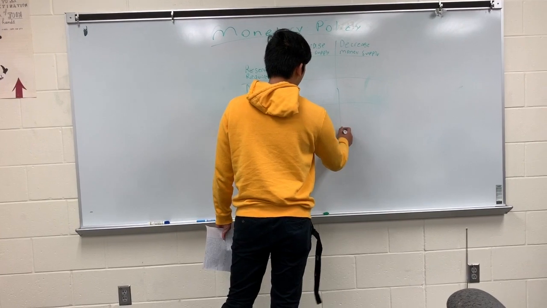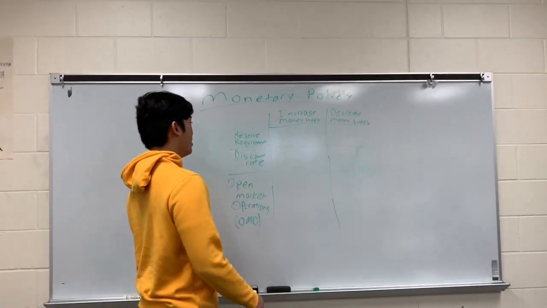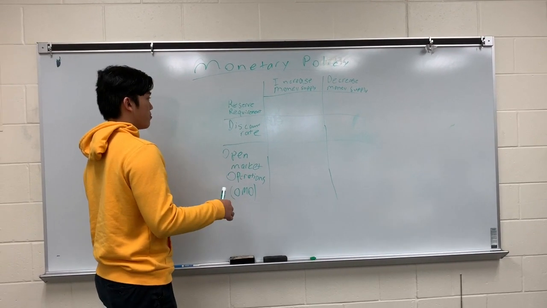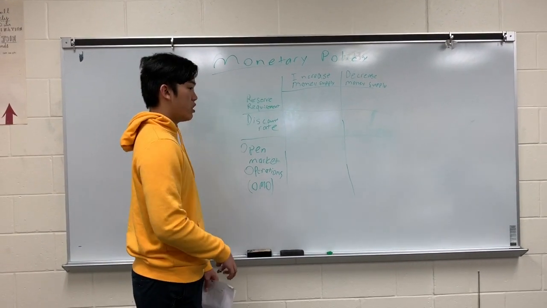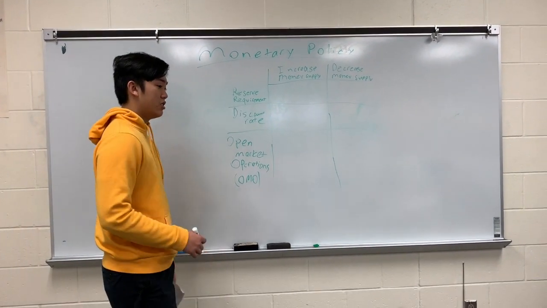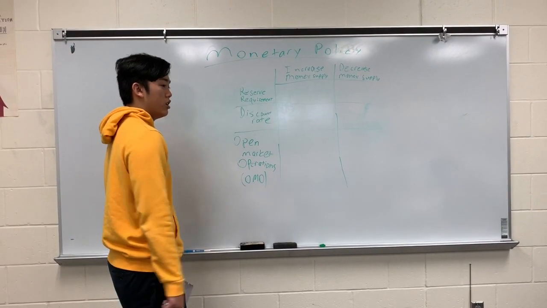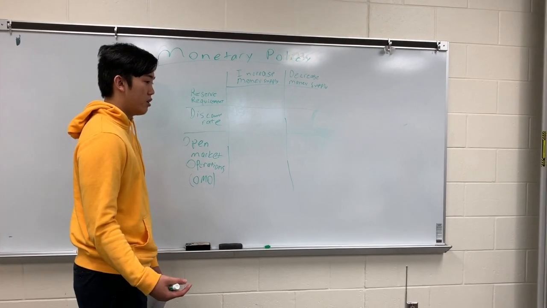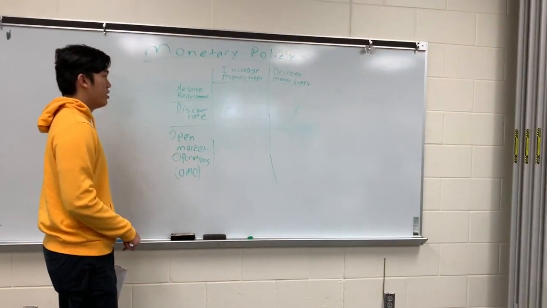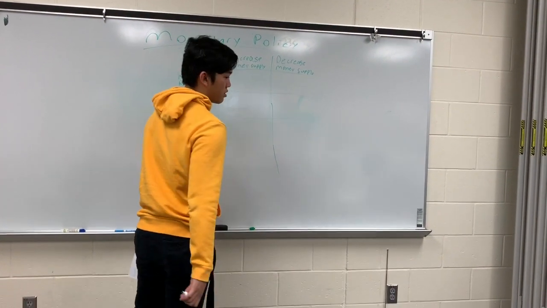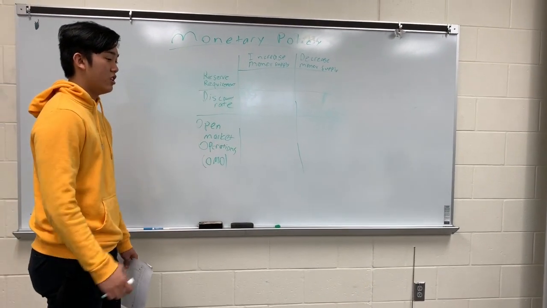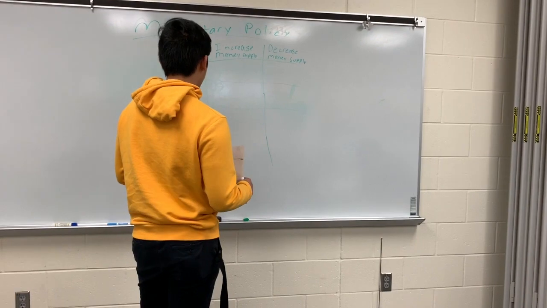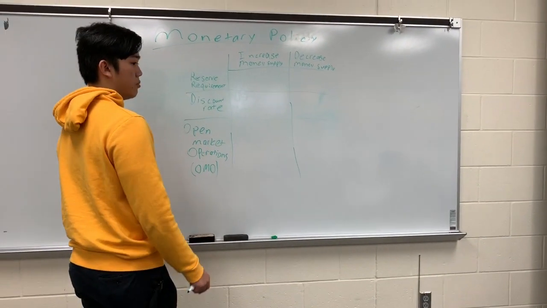So with this little chart I have up here, I'm going to describe these tools and what you should do to either increase the money supply, which would help the economy, such as in a recession, when more people need to have more money to help stimulate the economy, or decrease the money supply, which is for when there's too much inflation and they need to tone it down a notch. Got it? Yeah.